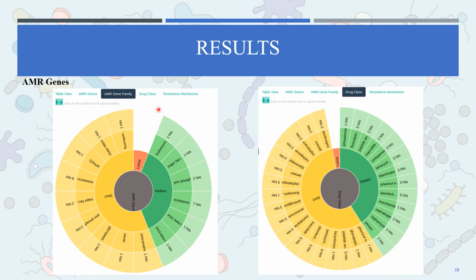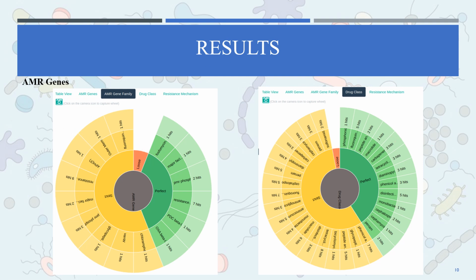It gives the gene families they belong to, such as PMR phosphatase, VAN-W, OXA, beta-1,4 lactamase. These are all the gene families that code for these AMR genes, and the drug classes which they show resistance against. If you can see, like tetracycline, phenol, disinfectant, antibiotics and antibodies, and penem, these are all drug classes which these genes that I've shown in the previous slide show resistance against.